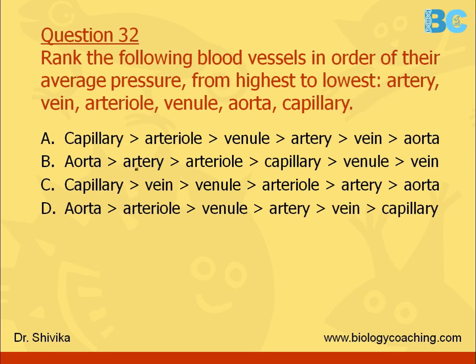Next question of ours: rank the following blood vessels in order of their average pressure from highest to lowest: artery, vein, arteriole, venule, aorta, and capillary. Our options are capillary, arteriole, venule, artery, vein, aorta. Next is aorta, artery, arteriole, capillary, venule, vein. Third is capillary, vein, venule, arteriole, artery, aorta. And the fourth one, aorta, arteriole, venule, artery, vein, capillary. And the correct option is this. In the aorta, the pressure is highest and gradually decreases from here to here.